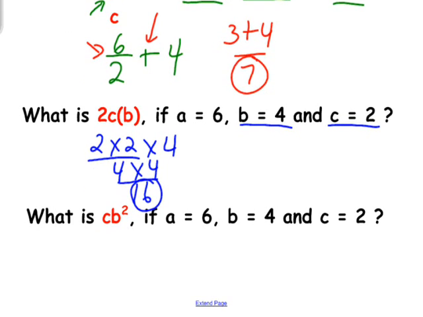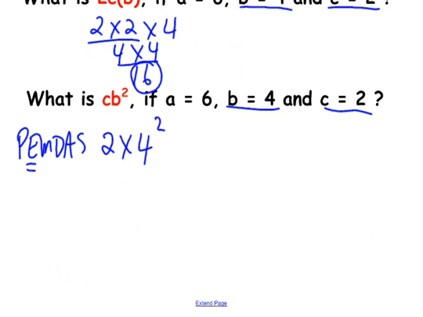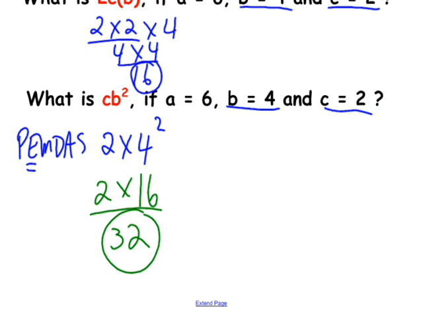What is C times B squared? Plug and chug. So we're going to replace the C with 2 times B is 4 squared. Well, remember order of operations, PEMDAS, we don't have any parentheses, but we do have exponents. We need to do that first. So 4 squared would give us 16. And then 2 times 16 is 32. So piece of cake. Just remember, when you're evaluating expressions with substitution, use plug and chug.